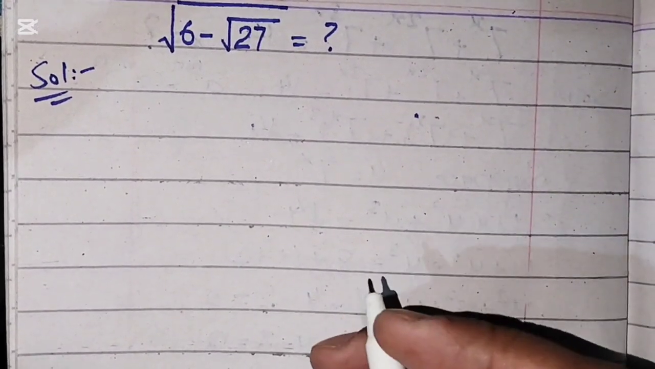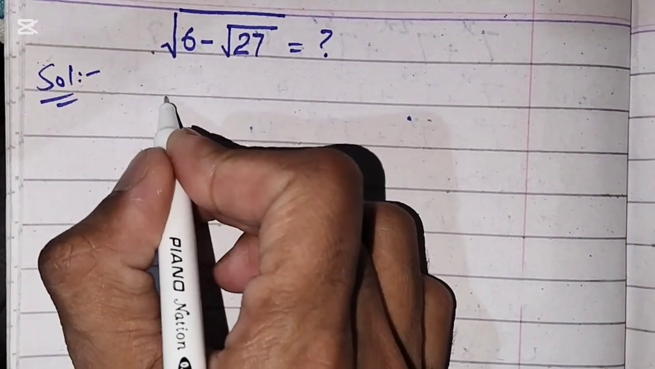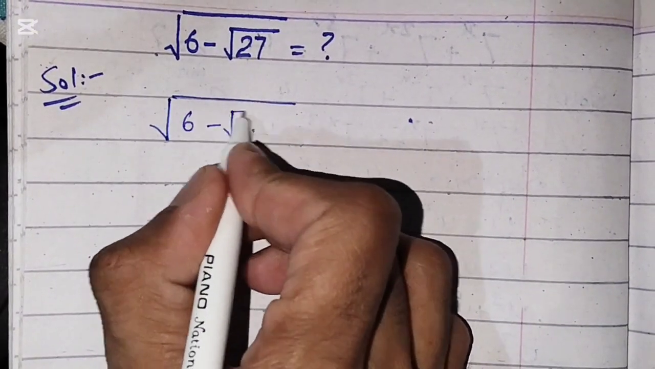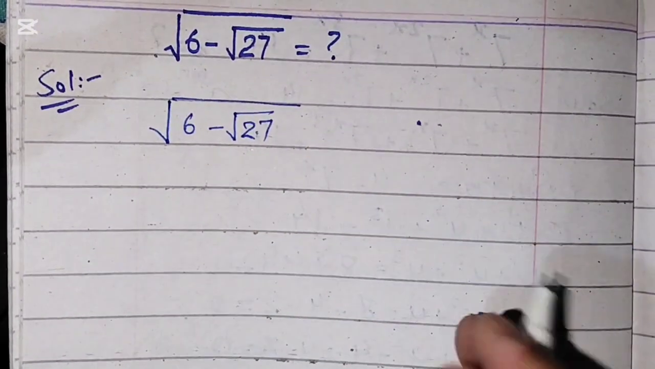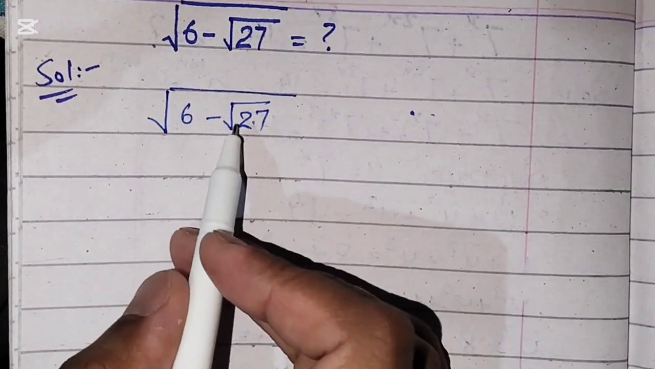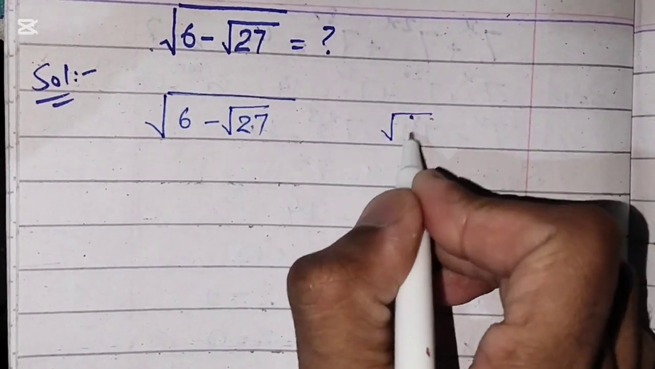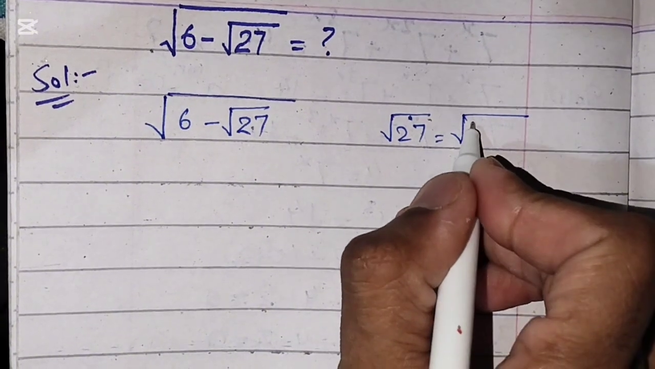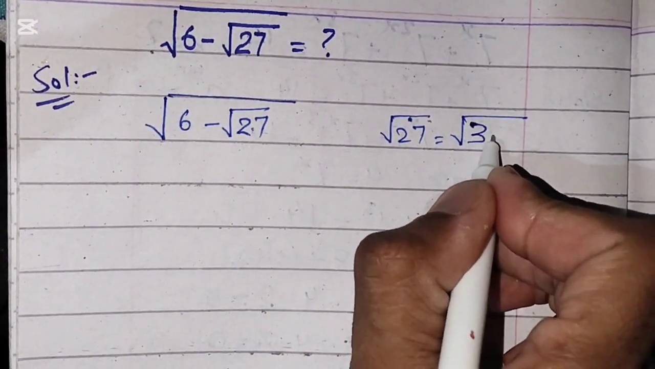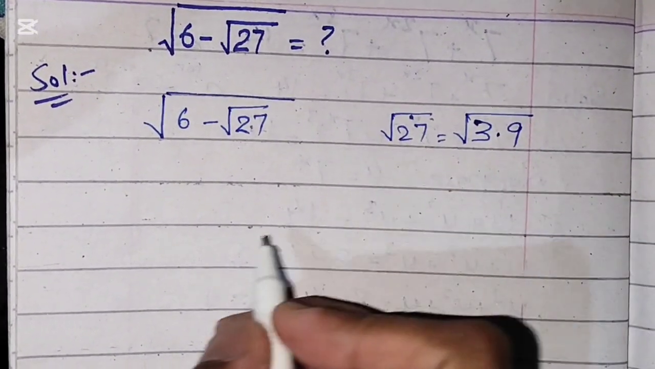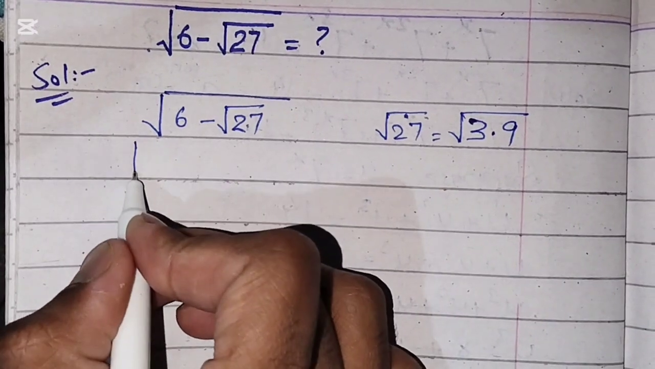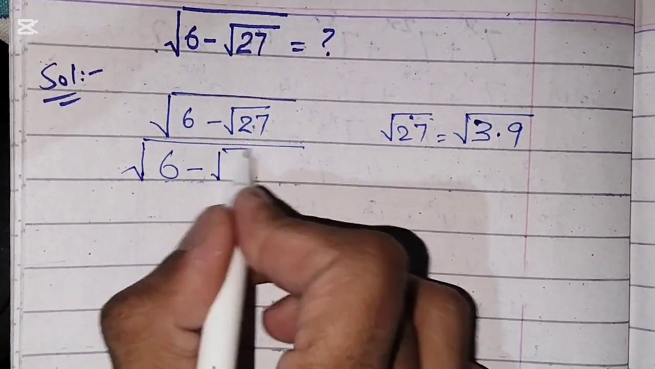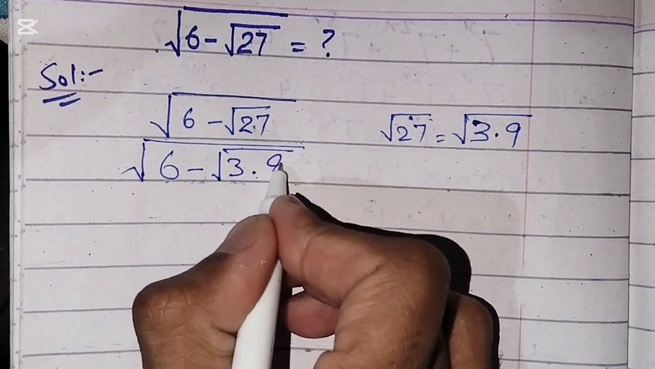We will start the solution of this question. Square root 6 minus square root 27. We can write square root of 27 as square root of 3 into 9. 3 into 9 is 27. So square root 6 minus square root of 3 into 9.